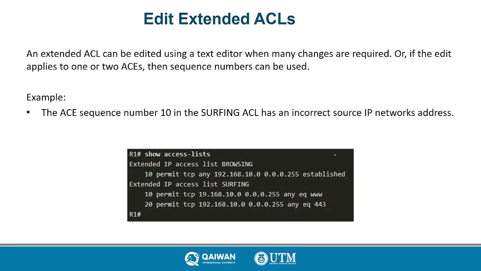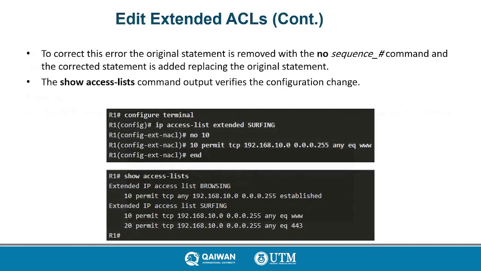How to edit it? Again, we can do the same as before. However, it can also be edited using the text editor. Copy and paste it, delete it, and then copy and paste it. Like we have the show access list, which says 10 permit TCP any and established. In here it says 10 permit TCP 192. This one should be 192, however it's 19, so we need to change this one.